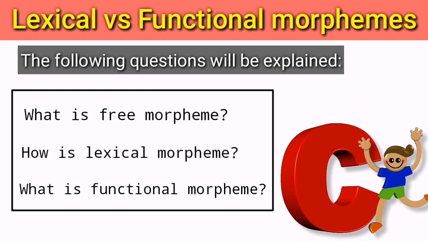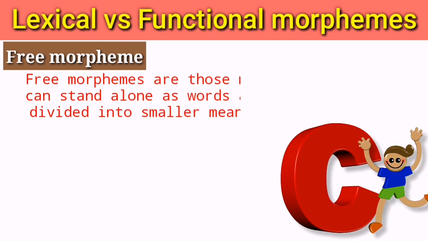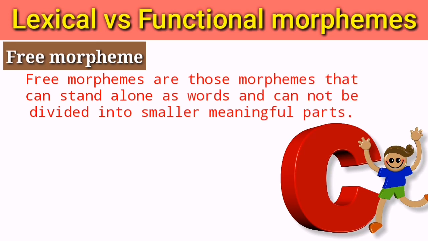Well, in order to understand lexical morphemes and functional morphemes, first of all you should know free morphemes, and then you will understand functional morphemes and lexical morphemes. The definition of free morphemes is that free morphemes are those morphemes that can stand alone as words and cannot be divided into smaller meaningful parts.